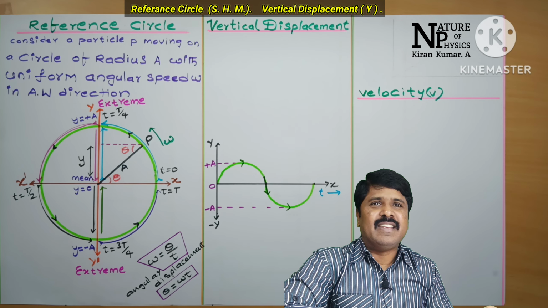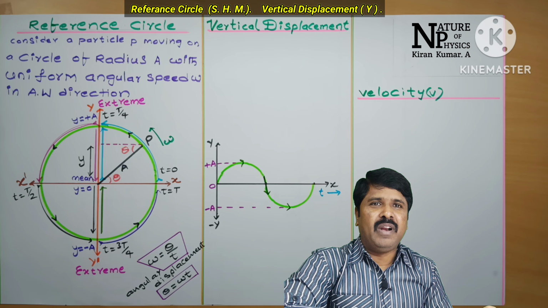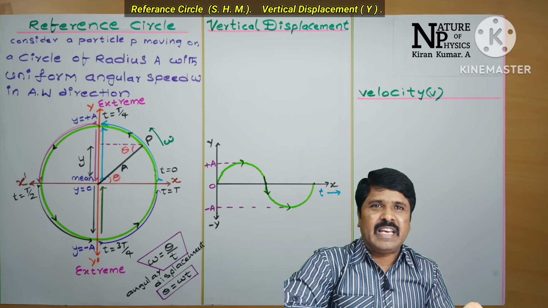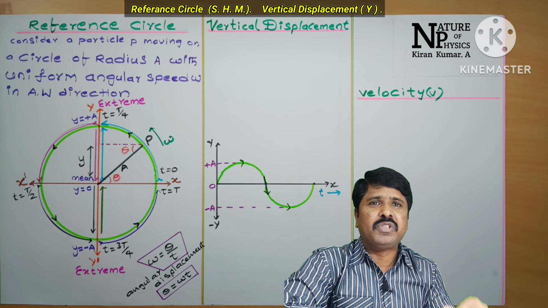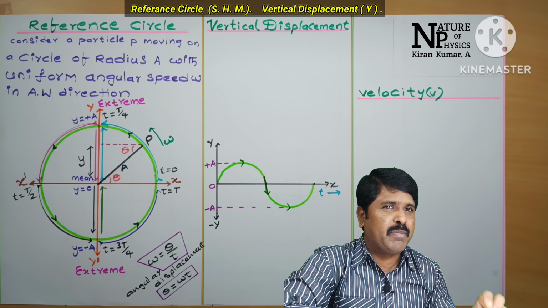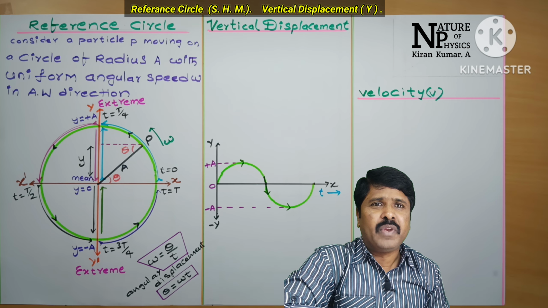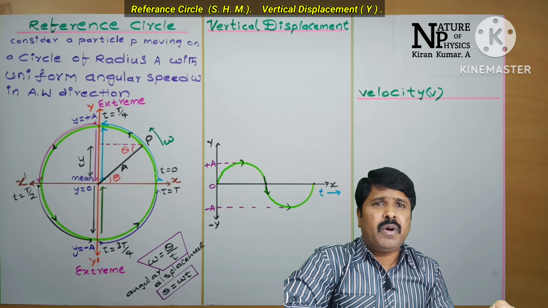Today's topic is the reference circle for simple harmonic motion. First I am going to explain the displacement in the vertical direction, and also velocity, acceleration and the equation of simple harmonic motion with time period, with clear explanation and neat diagrams. Okay students, in the next video I will do the horizontal motion.